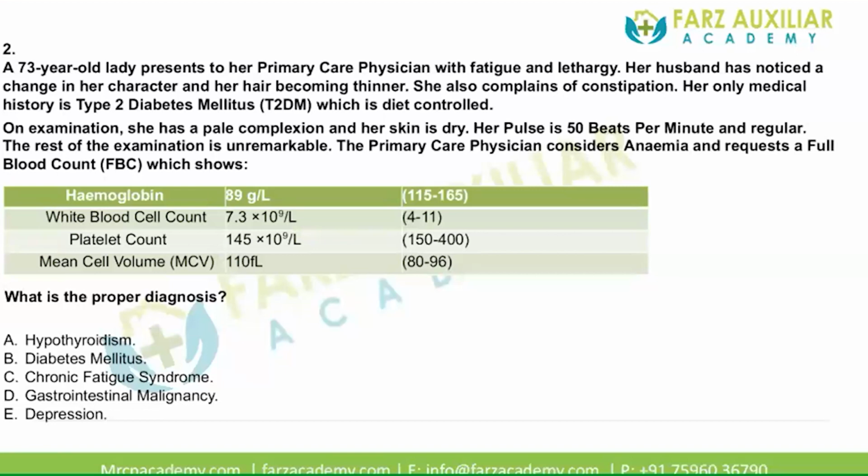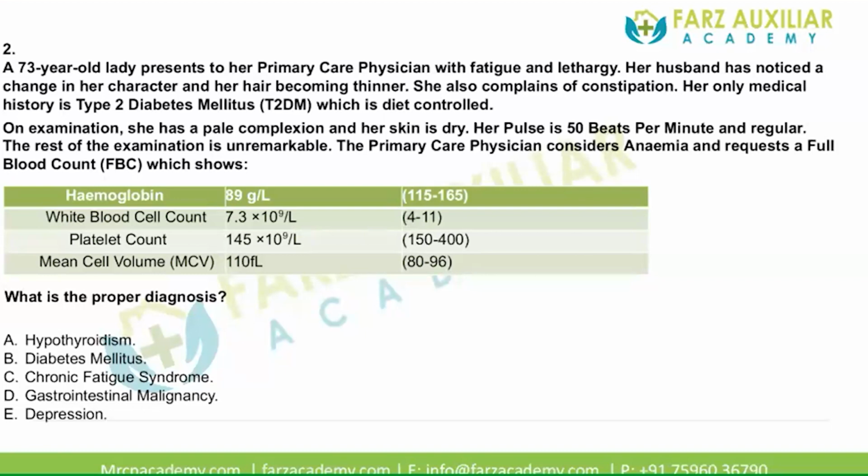Now, a 73-year-old lady presents to her primary care physician with fatigue and lethargy. Her husband has noted a change in her character and her hair has become thinner. She complains of constipation. Her only medical history is type 2 diabetes, which is controlled on diet. On examination, there is pale complexion and her skin is dry. Pulse is 50 beats per minute and regular. Rest of the examination is unremarkable.